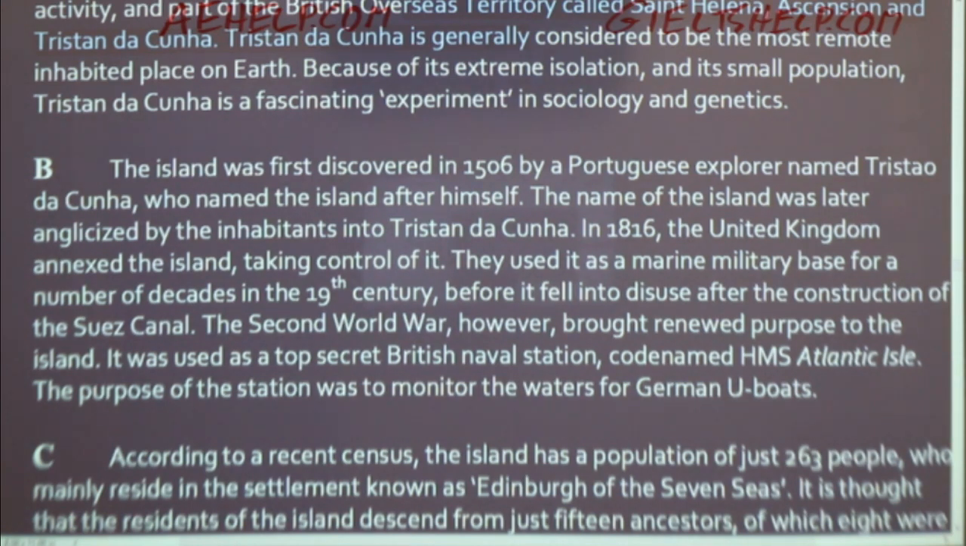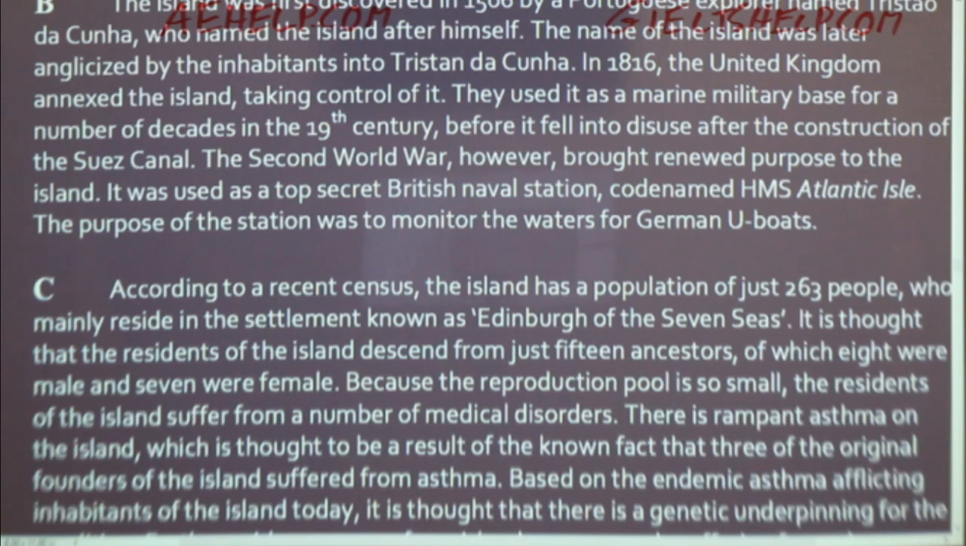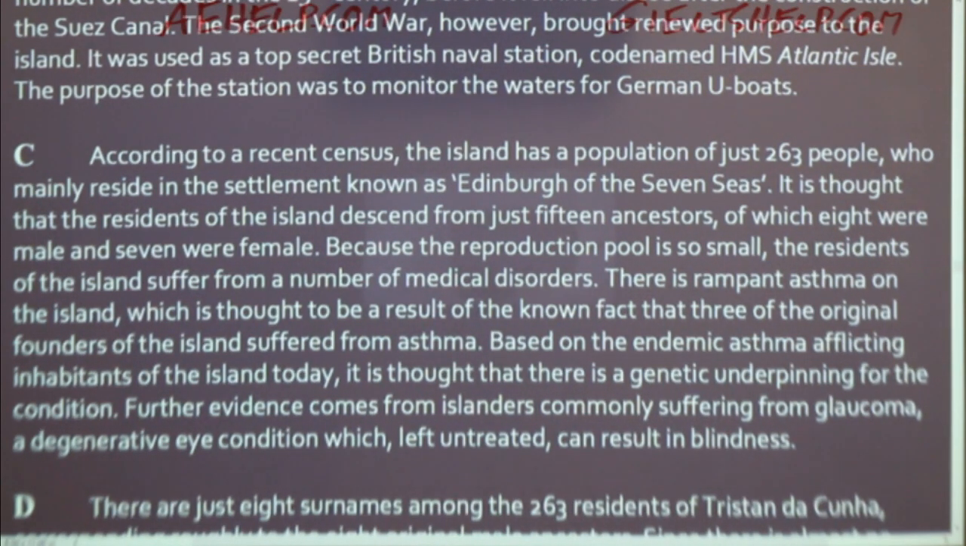In 1816, the United Kingdom annexed the island, taking control of it. They used it as a marine military base for a number of decades in the 19th century, before it fell into disuse after the construction of the Suez Canal. The Second World War, however, brought renewed purpose to the island. It was used as a top-secret British naval station, codenamed HMS Atlantic Isle. The purpose of the station was to monitor the waters for German U-boats. According to a recent census, the island has a population of just 263 people, who mainly reside in the settlement known as Edinburgh of the Seven Seas.